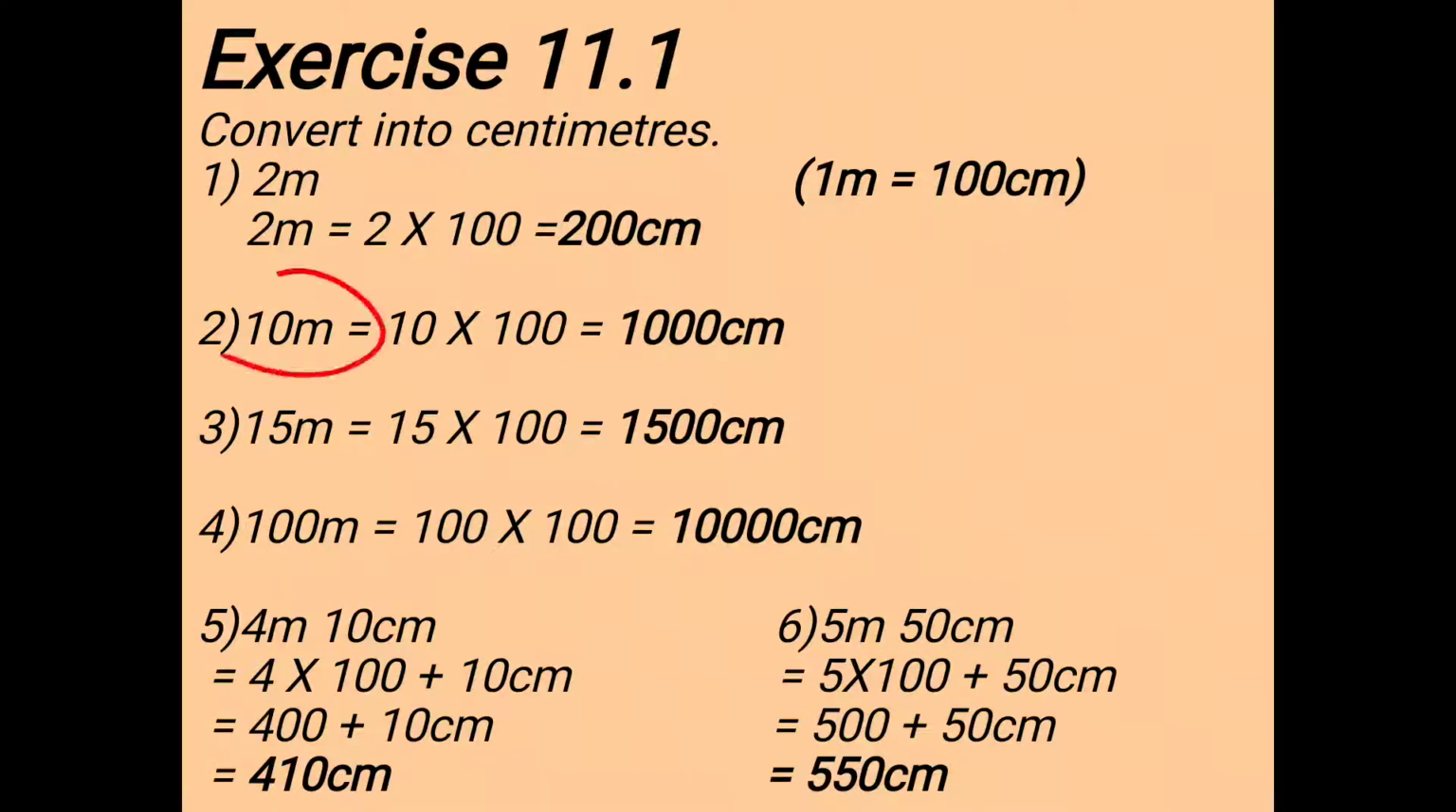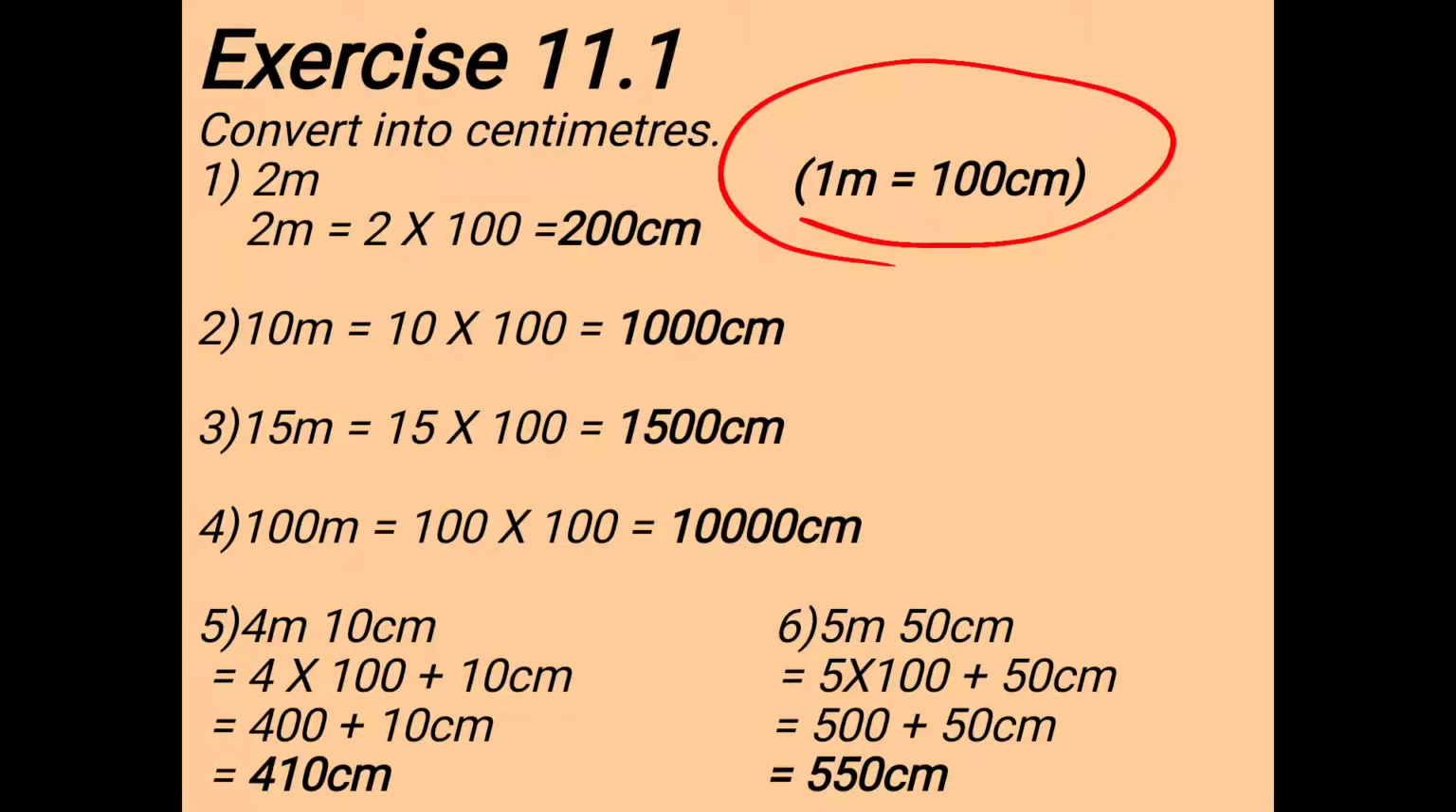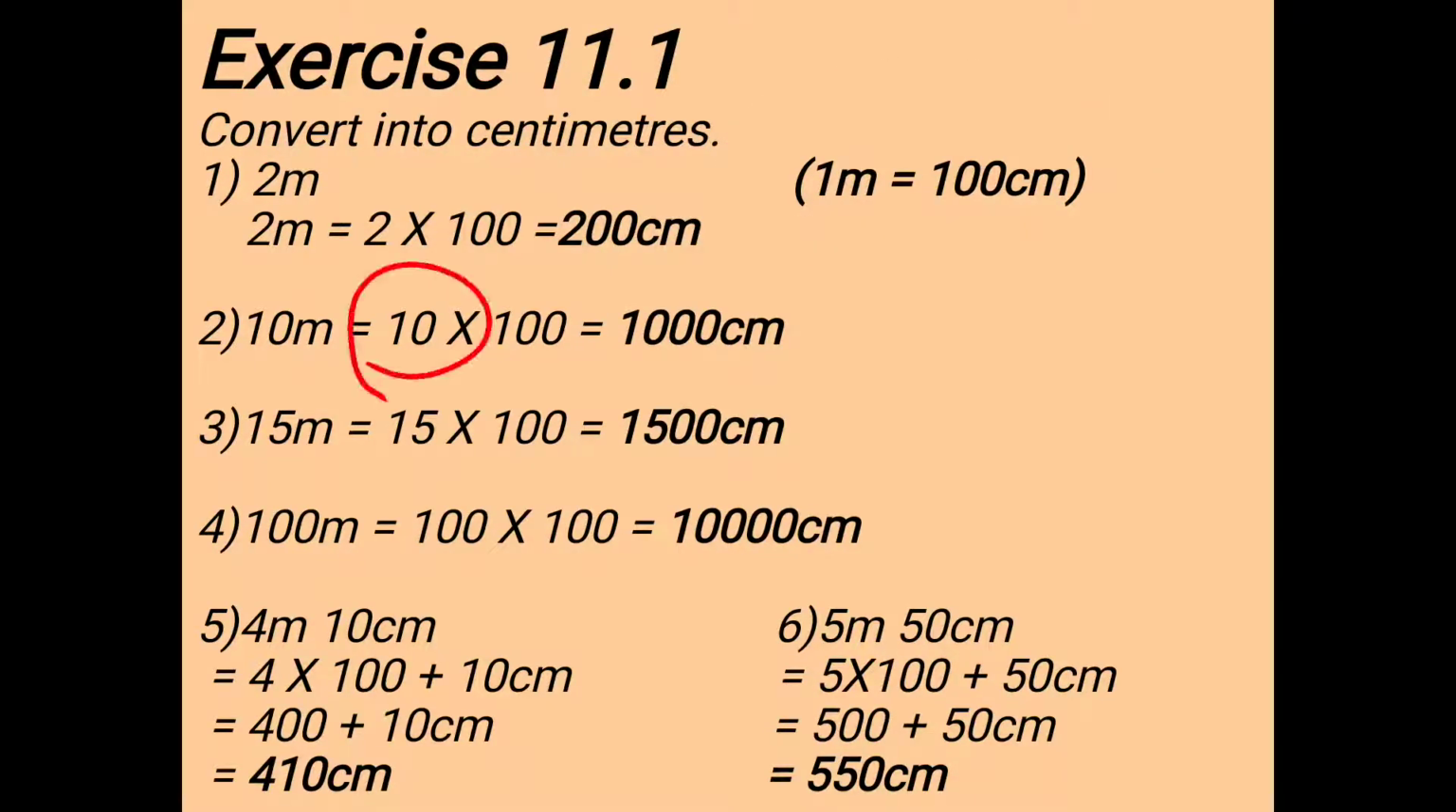Next, 10 meters. You are going to convert into centimeters. So 10 into 100, because 1 meter is equal to 100 centimeters. So 10 meters is equal to 10 into 100 centimeters. You will get the answer as 1000 centimeters. Next, 15 meters. 15 meters is equal to 15 into 100. You will get 1500 centimeters. Next, 100 meters. You have to do 100 into 100. You will get 10,000 centimeters after multiplication.